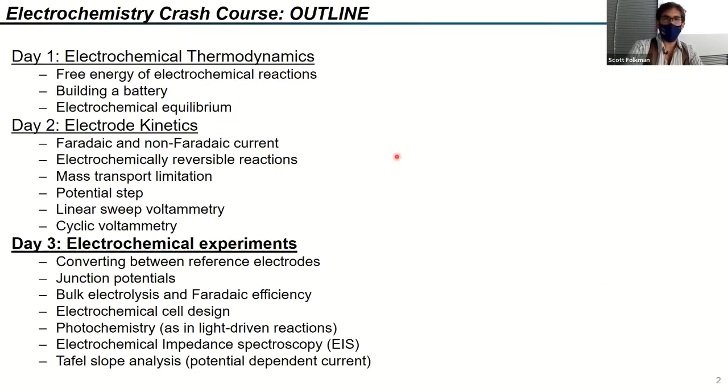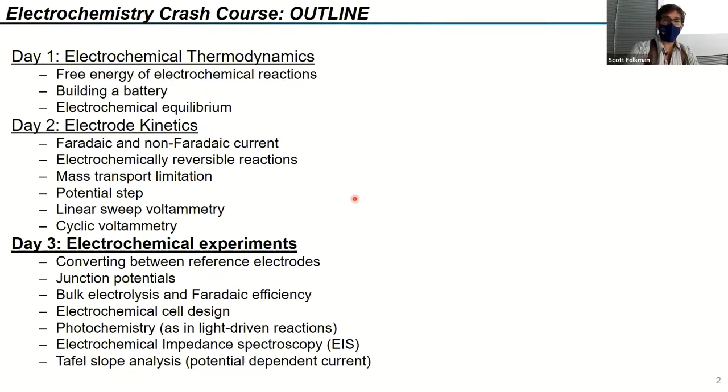To summarize what we've been through the last few weeks, the first day we went through electrochemical thermodynamics. We understood free energy and electrochemical equilibrium. Last week we went through kinetics, both Faradaic and non-Faradaic current. We discussed the electrochemical reversibility of reactions. We learned a little bit about mass transport, and we covered both potential step and linear sweep and cyclic voltammetry.